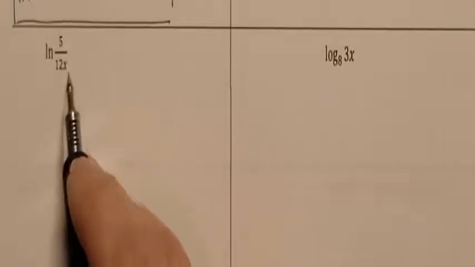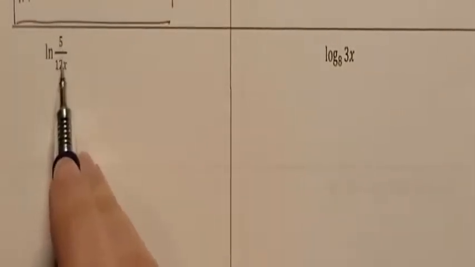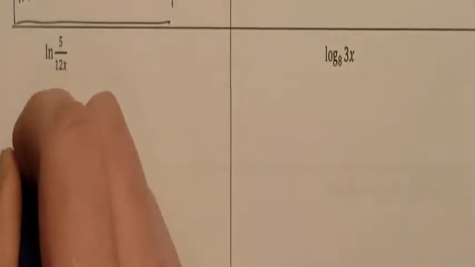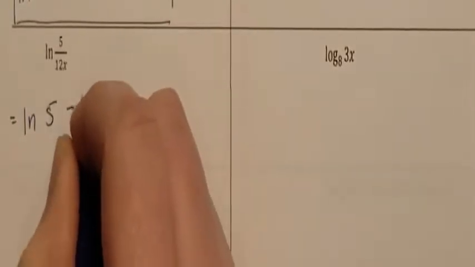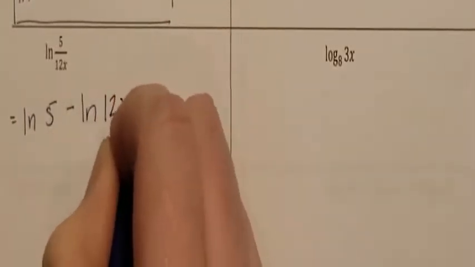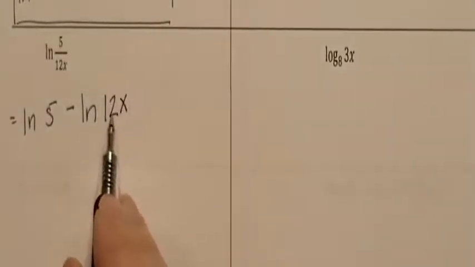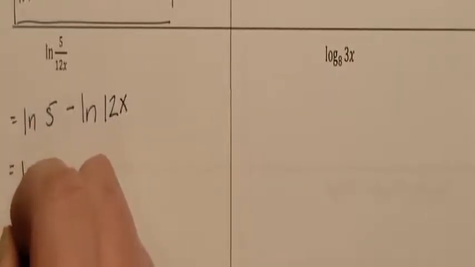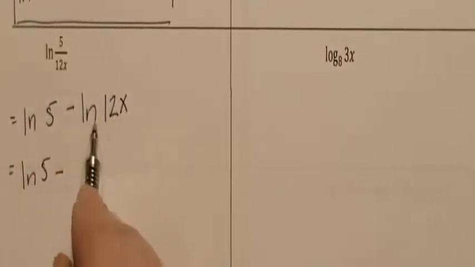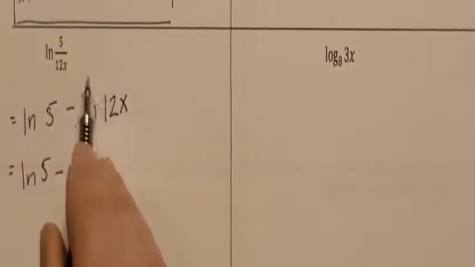Let's go ahead and look at this one. I see two things being divided, so I'm going to use the quotient property. The quotient property says that you're going to take the natural log of the numerator, and you're going to subtract the natural log of the denominator. Well, now I need to expand this one because I see that it's two parts being multiplied together. So that's the product property. So this is already the natural log of 5. This is going to be separated. This whole thing is separated.